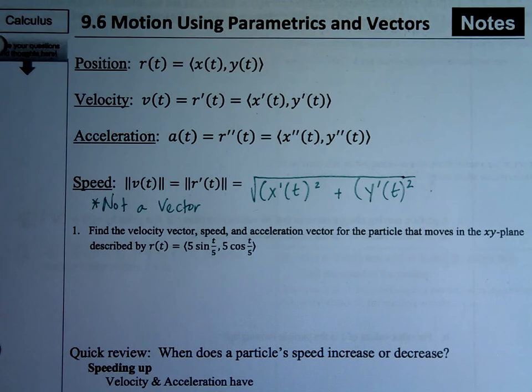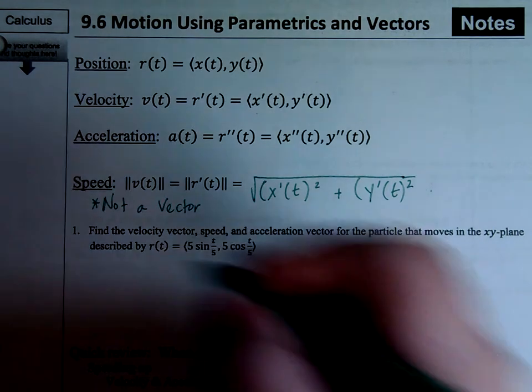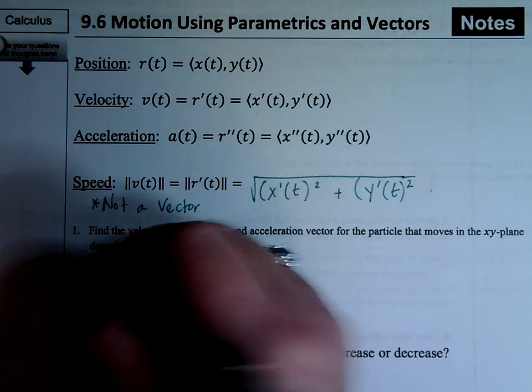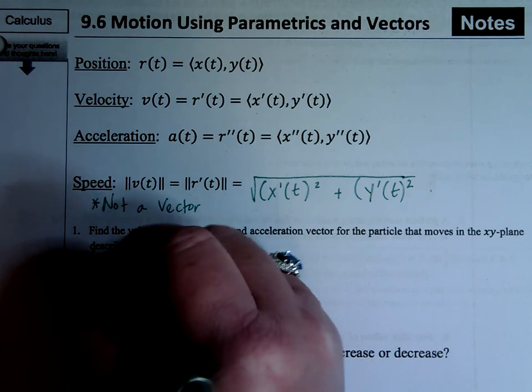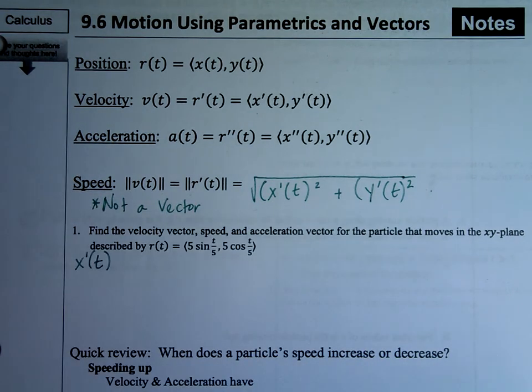So in number one, they want us to find the velocity vector, speed, and acceleration vector for the particle that moves in the xy plane described by r of t equals 5 sine of t over 5 for the x component, and the y component is 5 cosine of t over 5. We're going to find x prime of t so that we can find the vector. You can't get to the acceleration vector without going through the velocity vector, so we're going to find the velocity vector first by finding the derivative of the x component and the derivative of the y component.